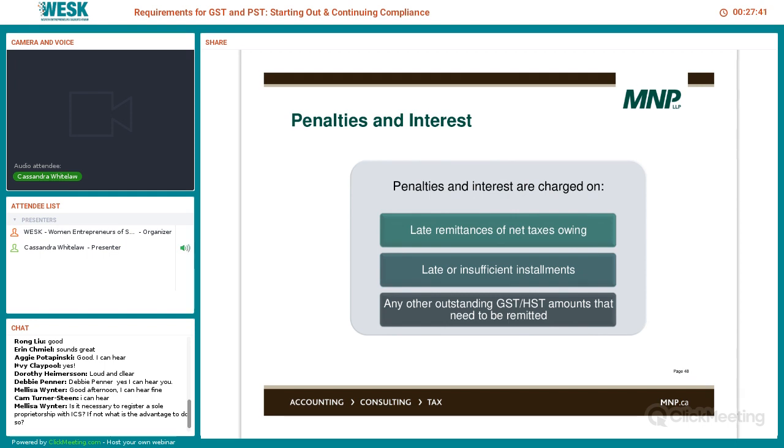So the CRA will charge penalties and interest on any amounts of GST that are outstanding past due dates. So that's any late remittances of net taxes owing, late or insufficient installment payments, or any other GST amounts that might be outstanding.